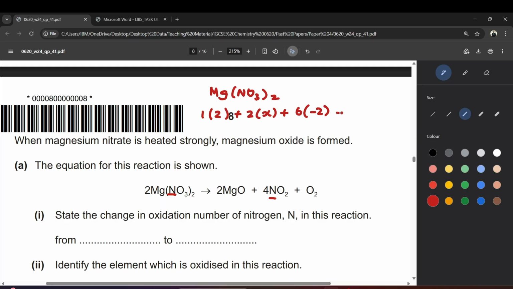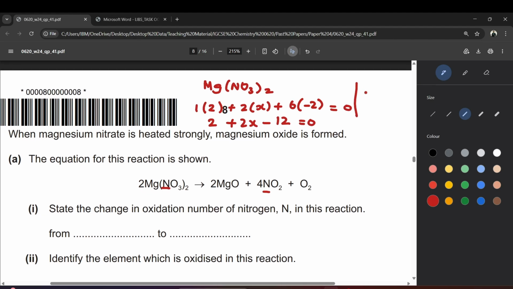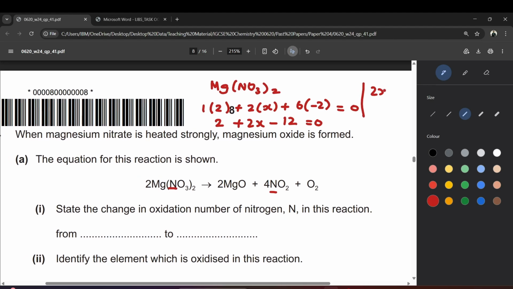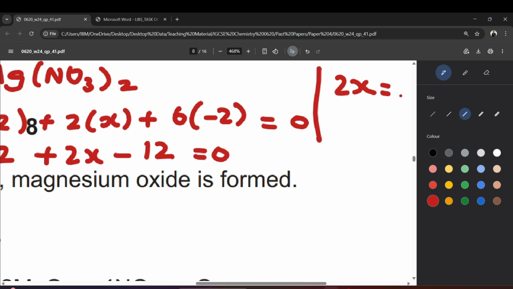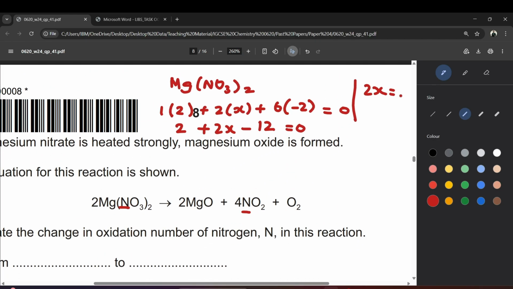All right, so this will be equal to 0. Now let me work this out. So we have 2 plus 2x minus 12 equals 0. 2 minus 12, that will be minus 10. So we have 2x is equal to minus 10. And therefore x is going, sorry, minus 10 was over here, right?